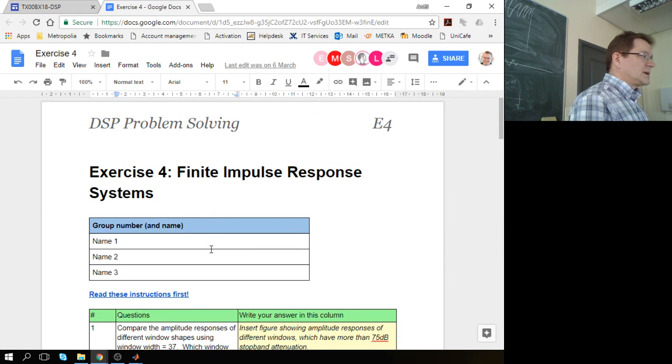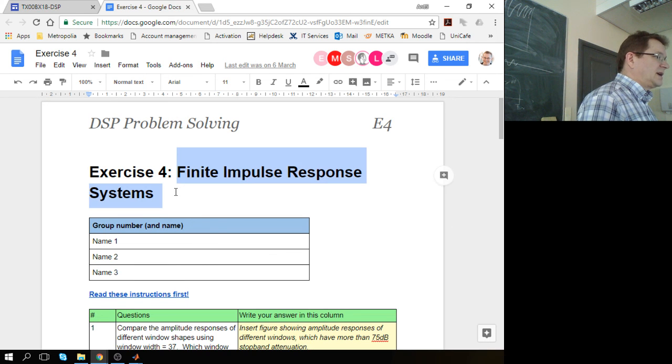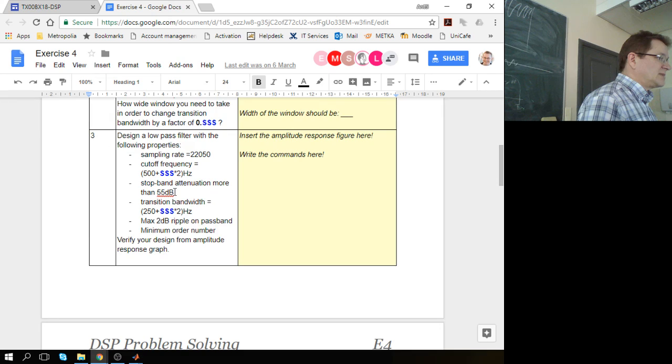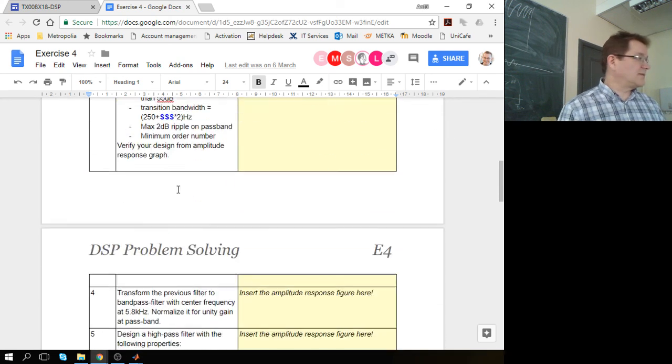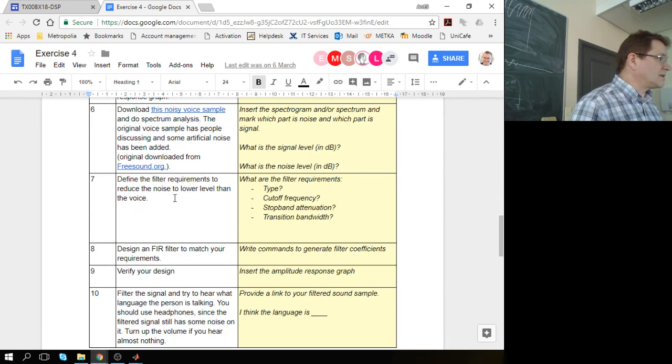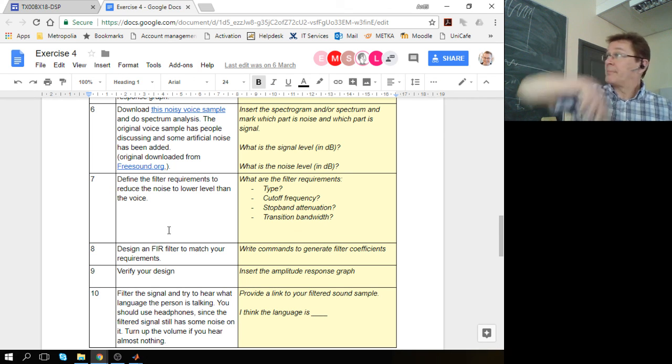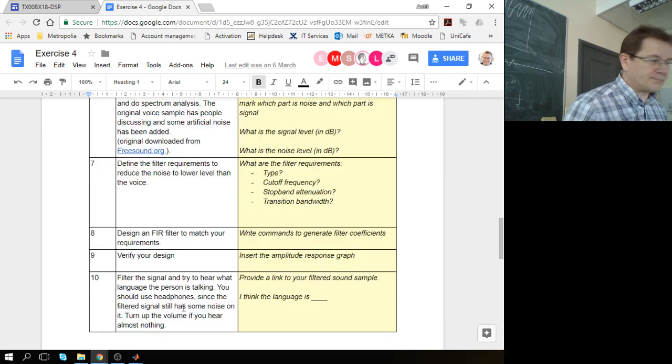All right. So that's the 4th exercise about finite impulse response systems. First you design a couple of filters, and then you analyze a voice sample and design a filter to reduce the noise level. Easy.